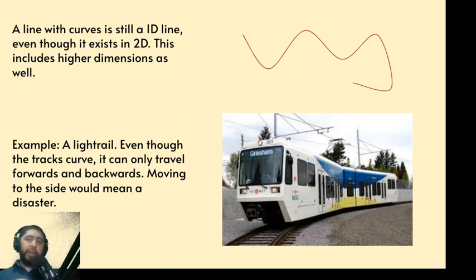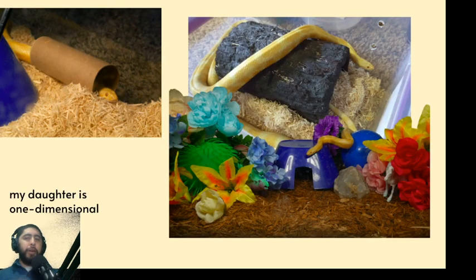But you want to think of it as a light rail, where it can only go back and forth, as opposed to being able to go left and right. Obviously, that would not be good. Snakes, like my daughter, she's also one-dimensional in the sense that she usually just goes straight along the line, but that's just kind of a silly joke.